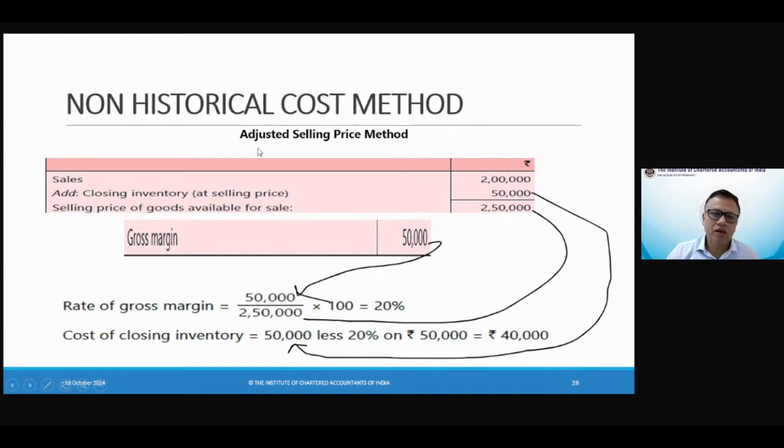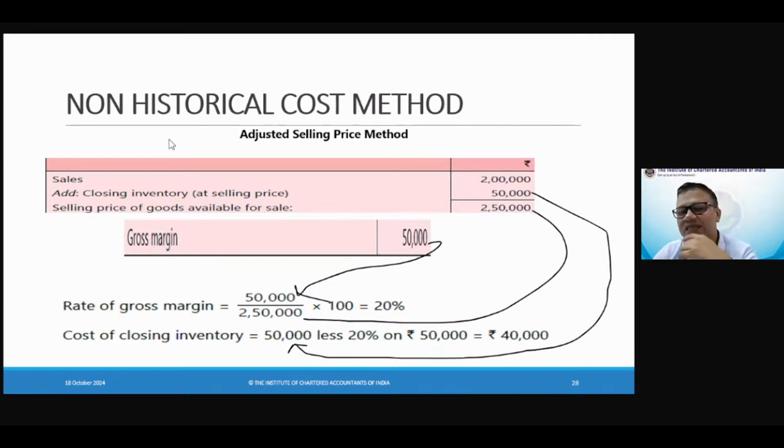Yes, Shivana. Sir, after concluding all these, can we say first we find out what amount of goods we have for sale, and we subtract all the purchases. So we get gross margin, and after finding gross margin, we find its rate and apply it to the closing inventory, so that we can get the cost of closing inventory.